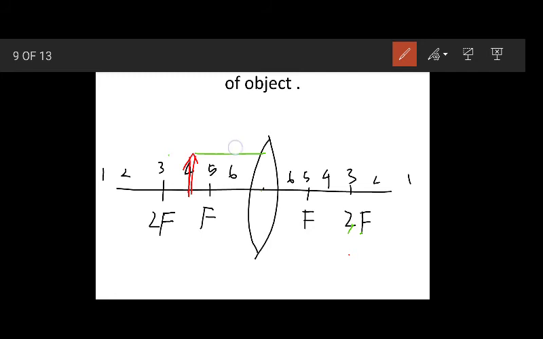This is the parallel beam of light, parallel ray. After refraction, the ray will pass through the principal focus, and another ray passes through the optical center. It does not change its direction.